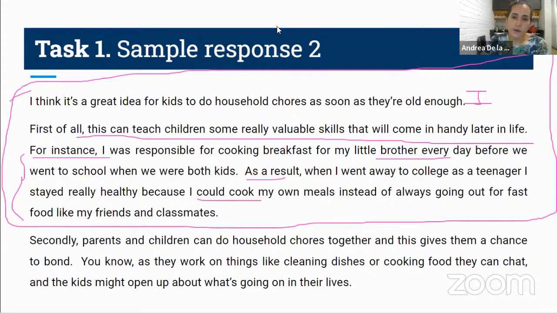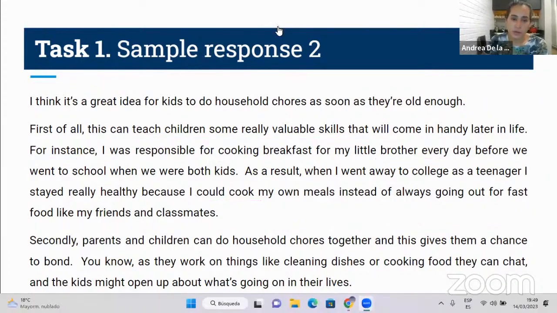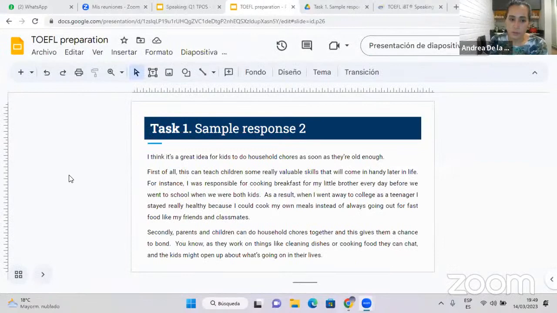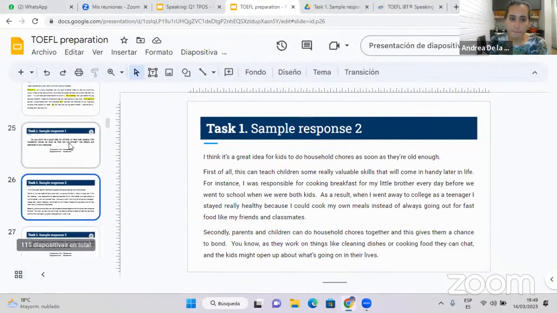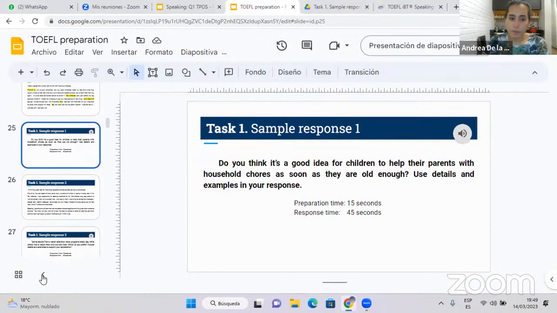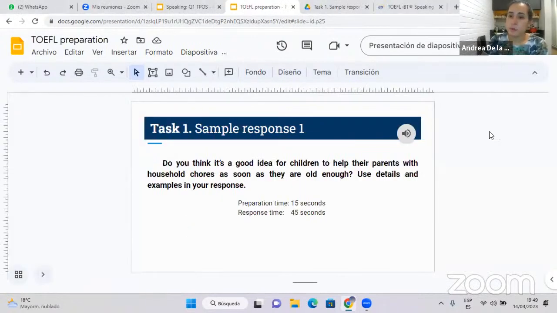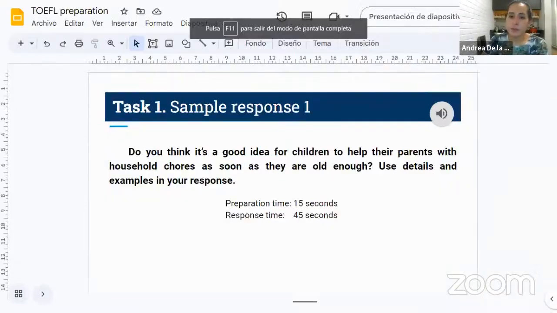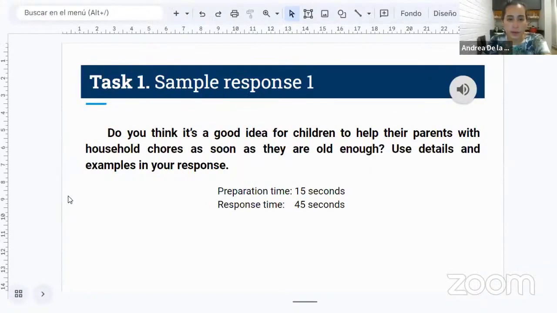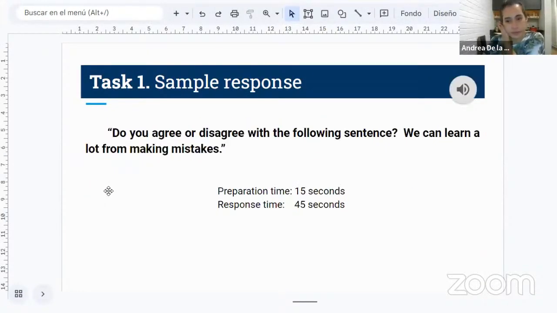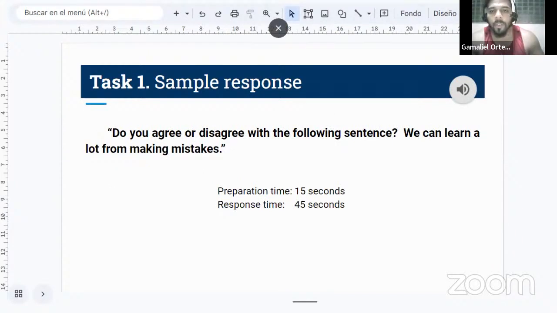Is that okay so far? Do you have any questions? Let's listen to another sample response, okay? Gamaliel, could you please read the question we have here? Or, I'm sorry, it's the same. I'm gonna go back here. Do you agree or disagree with the following sentence? We can learn a lot from making mistakes.